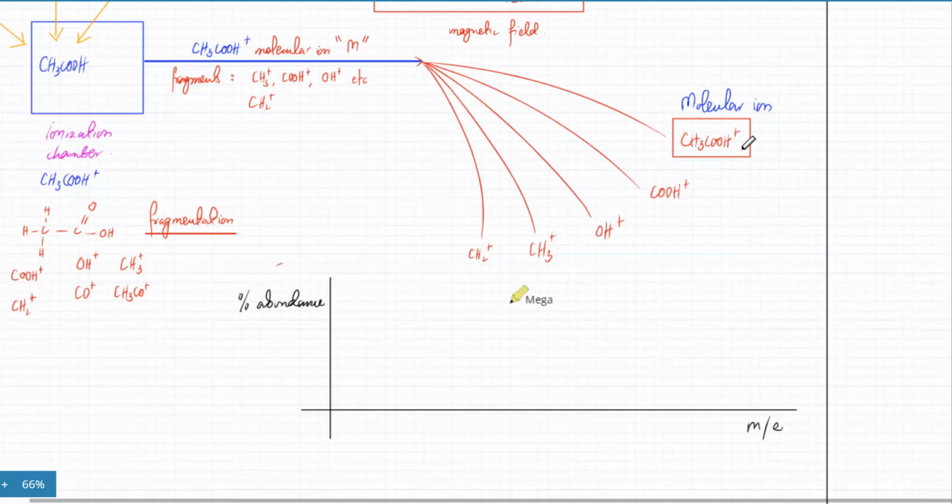Ethanoic acid, I think, is 60. CH3 is 12 plus 3, 15. 15 plus COH, that's 45. So the biggest or the heaviest peak would be for the molecular ion, which is the M peak. You're going to get that at 60. That's your M peak. And a certain amount of detection would happen. A certain percentage of particles would be detected, and it depends. Maybe there's going to be a lot of molecular ion, maybe there's going to be very few molecular ion.